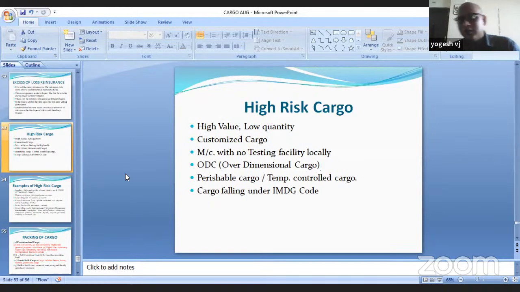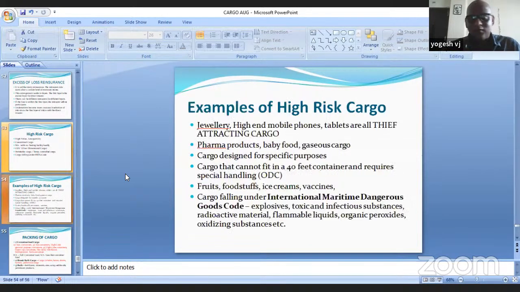Temperature controlled cargo is again a high-risk cargo. Then machines with no testing facility are again high-risk cargo, because if it gets damaged, you have to send it back and arrange insurance again. Now, these are some examples of high-risk cargos. Jewelry, high-end mobile phones, tablets, all are thief-attracting cargo. Pharma products, baby food, gaseous cargo, these get spoiled.